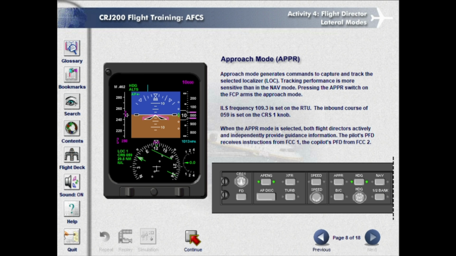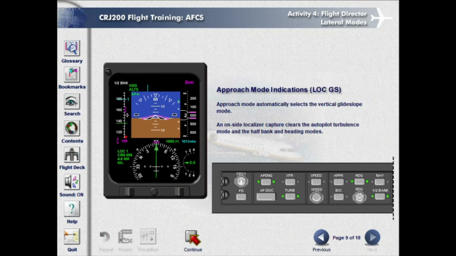When the approach mode is selected, both flight directors actively and independently provide guidance information. The pilot's PFD receives instructions from FCC 1, the co-pilot's PFD from FCC 2. Approach mode indications. Approach mode automatically selects the vertical glide slope mode. An onside localizer capture clears the autopilot turbulence mode and the half bank and heading modes.